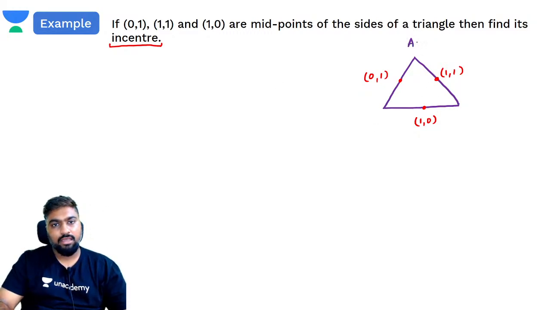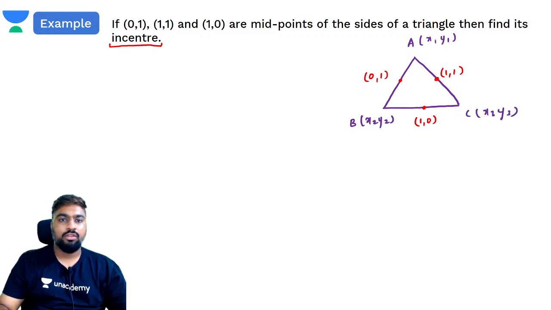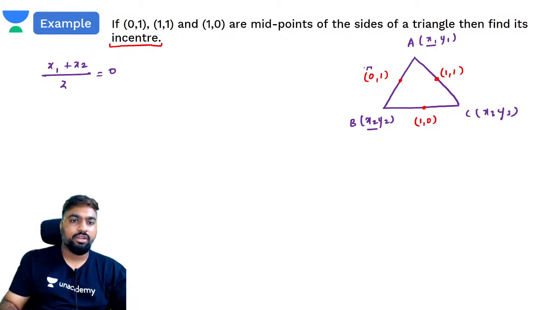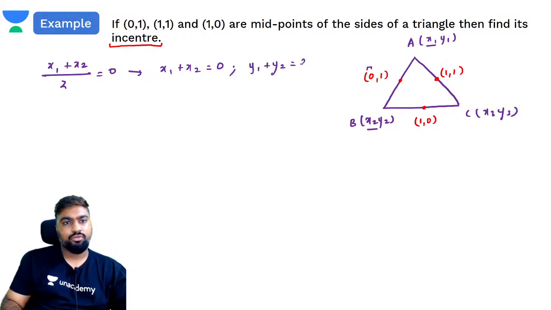तो अगर ये A है, इसका x1 y1 है, this is B, x2 y2, this is C, x3 y3. So what do you know? x1 plus x2 by 2 is 0. Agreed? Midpoint formula लगा रहा हूँ, arithmetic mean, x1 plus x2 by 2 is 0. So you get x1 plus x2 is equal to 0. Same way y1 और y2 का क्या निकलता है? y1 plus y2 by 2 is 1, so y1 plus y2 is 2. समझ रहे हो ये?